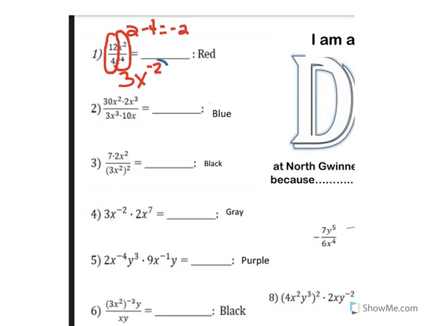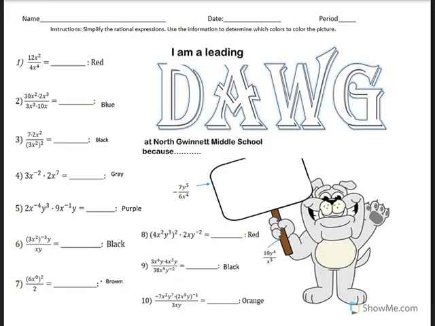Well, we can't have a negative exponent, so I'm going to put that at the bottom and make it positive, and the 3 stays at the top. So my answer is 3 over x squared. If you go back to your worksheet, you should see the answer 3 over x squared inside the G, and you would color the G red because that was your answer.